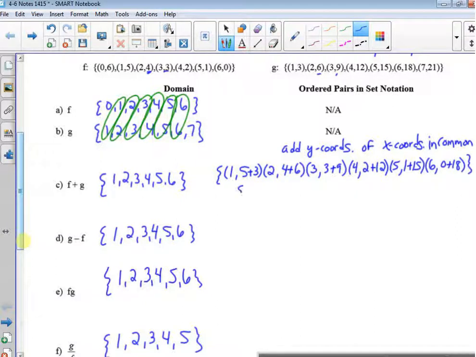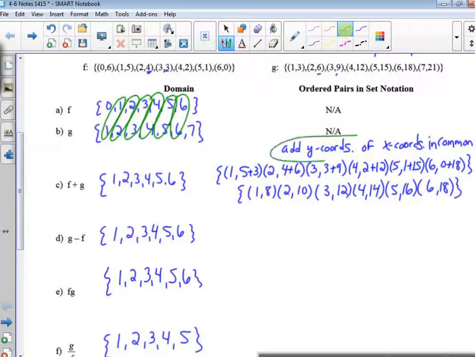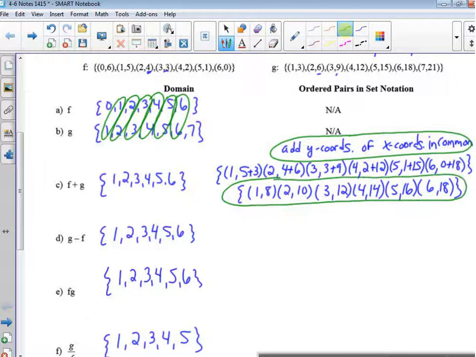So putting that all together, we get 1 comma 8, 2 comma 10, 3 comma 12, 4 comma 14, 5 comma 16, and 6 comma 18. So that's the answer to that piece of it. We're going to do the same exact thing for g minus f. This time, though, we're going to subtract y coordinates of the x coordinates in common.